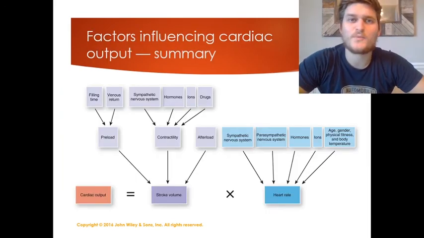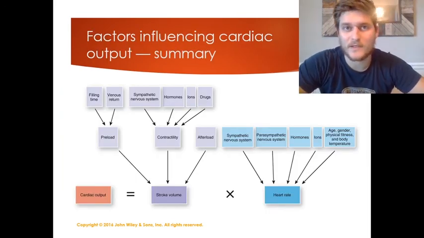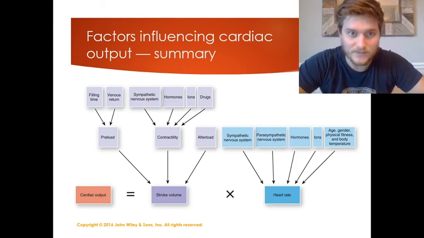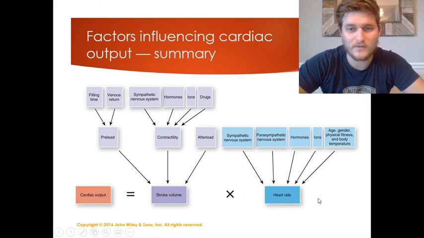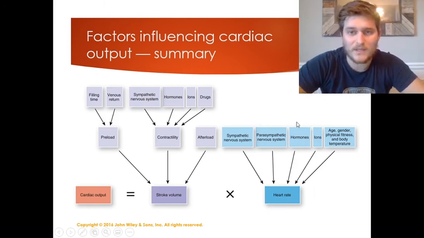As we could see, our cardiac output can be impacted by many different factors, and so we know that the nervous system can impact both stroke volume and heart rate. So either the sympathetic branch will increase heart rate and stroke volume by releasing norepinephrine, and those norepinephrine binding to beta receptors on the heart, or the parasympathetic nervous system can influence just heart rate by slowing it down. We know that certain hormones, like epinephrine, can influence both heart rate and stroke volume.